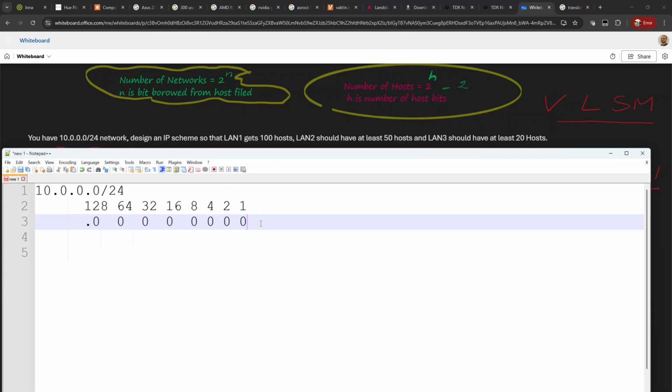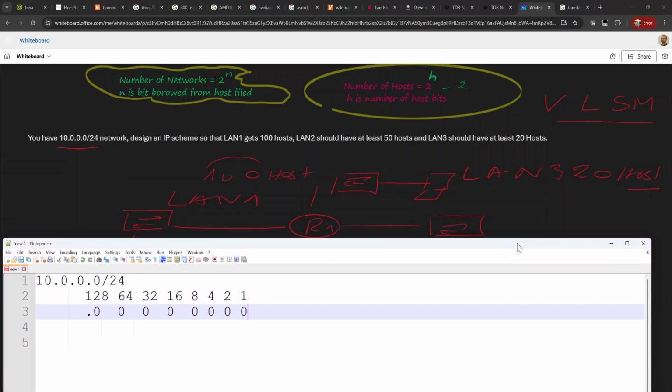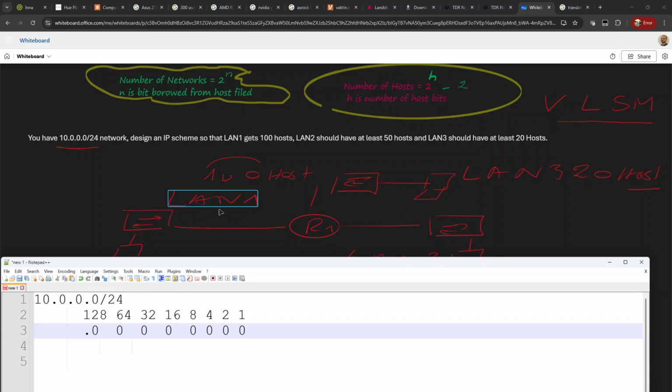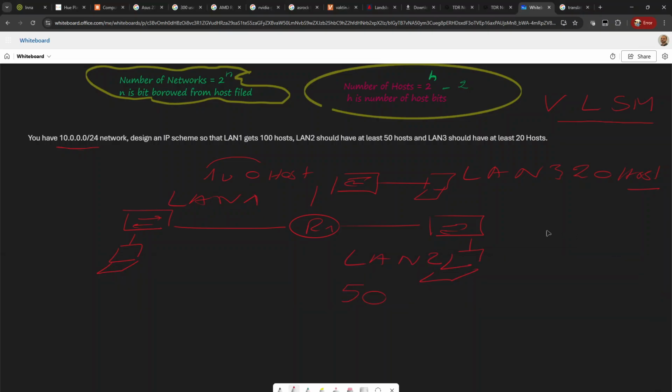For VLSM, we're using this formula that says the number of hosts equals 2 to the power of h minus 2. In other words, for LAN 1, we are looking for 2 to the power of h minus 2 to be greater than or equal to 100. The h is the number of host bits. So how many host bits do we need?